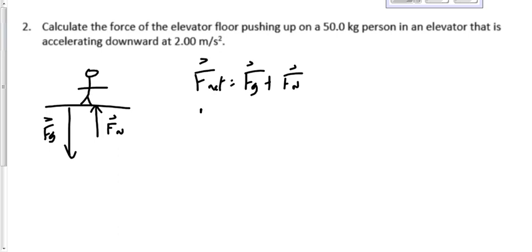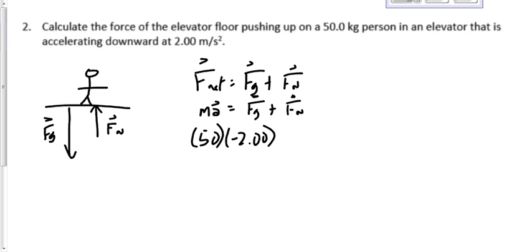M times A is equal to the sum of the forces, Fg plus Fn. M is 50 kilograms times the acceleration is negative 2.00. Why did I make it negative 2? Because it accelerates downward. Okay, not because it's moving downward, because it accelerates downward. If it was going downward at a constant velocity, what would the acceleration be? 0. Right? If it was moving at a constant velocity, like question number 4 is, we'd say the acceleration is 0. But here it's negative 2.